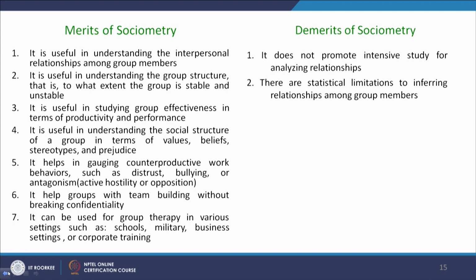The other is that it is useful in understanding the social structure of a group in terms of values, beliefs, stereotypes and prejudice. That means, the more people give choices to each other, the more they identify with each other in terms of beliefs, ideas and opinions. At the same time, the most important thing is that they tend to dissolve all the stereotypical attitudes and prejudice about each other, and they try to identify themselves on common ground. This is the most important benefit of applying sociometry in group dynamics.